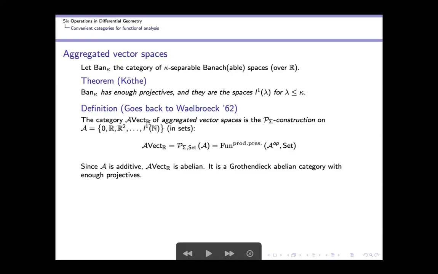Does that make sense? Yep. Thank you. So it is a fact that actually you don't need all the finite dimensional spaces, you only need L1, because all the finite dimensional ones are retracts of the space L1.